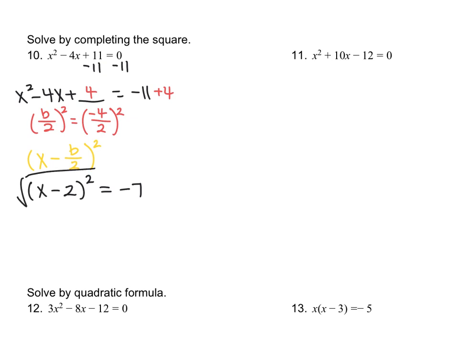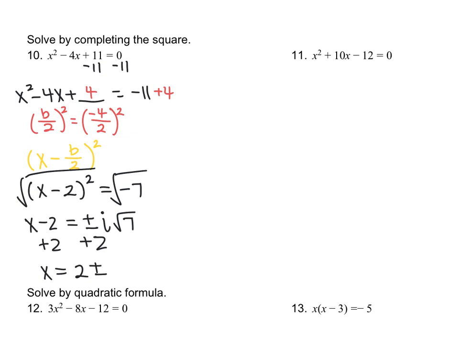Now we're going to take the square root of both sides to get rid of the squared. And we'll end up with x minus 2 equals plus or minus. Now I look at the square root. So I have a negative number underneath the square root, so I know I have to have i in my answer. And 7 does not simplify, so we'll leave it as square root 7. The last step is going to be to finish solving for x by adding 2 to both sides. We'll draw it right in front of the plus or minus, and we get x equals 2 plus or minus i square root 7.